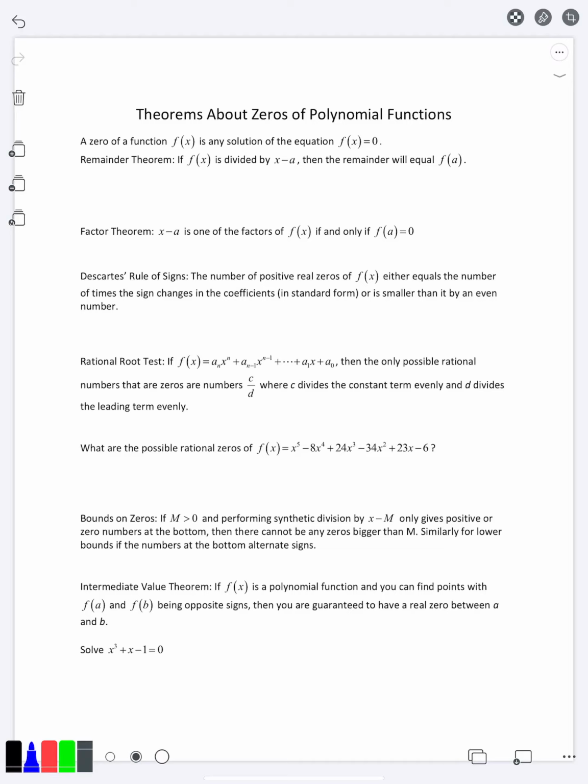In this video, we're going to be learning about several theorems that talk about the zeros of polynomial functions. Let's talk a little bit about the vocabulary there before we get into the actual video here. First off, we're using the word theorems here. In mathematics, a theorem is a proven fact. It is guaranteed to be true.